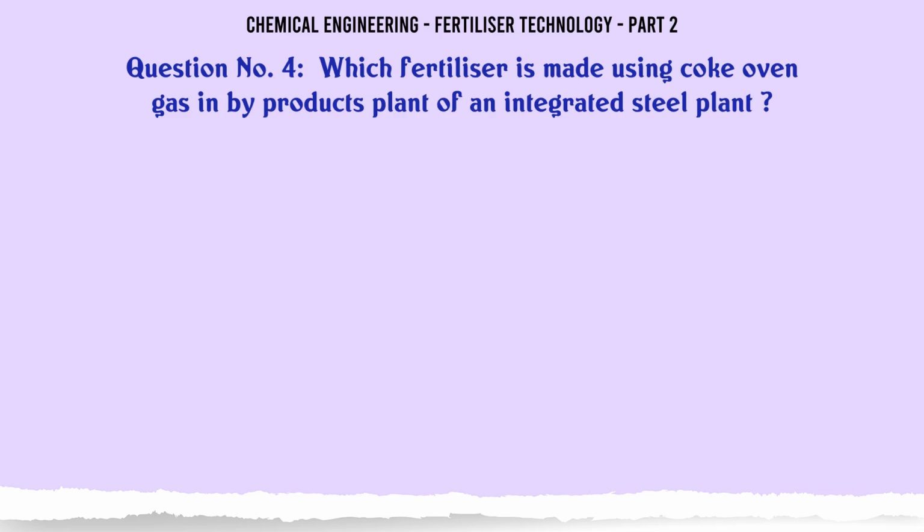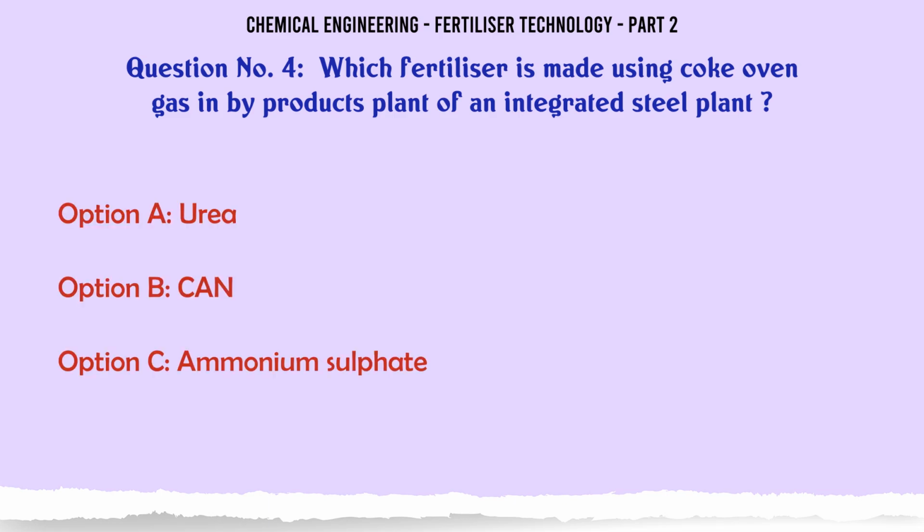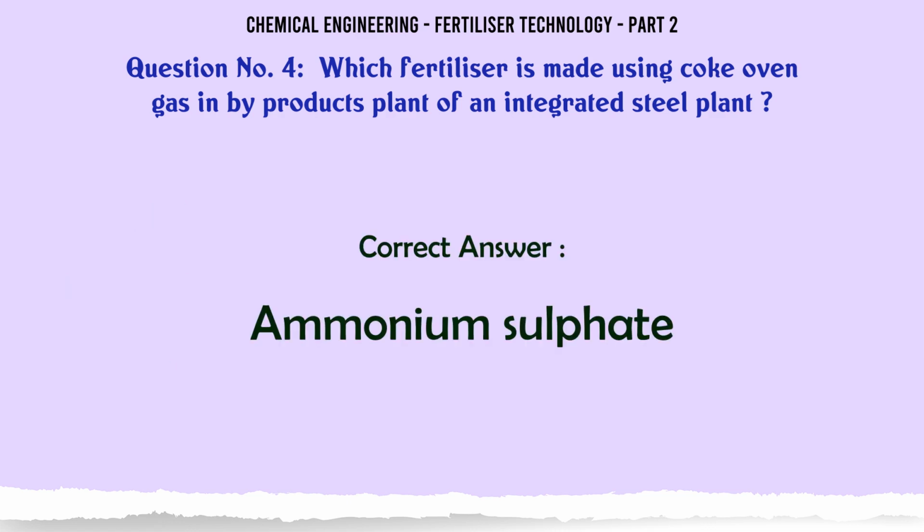Which fertilizer is made using coke oven gas in byproducts plant of an integrated steel plant? A. urea, B. CAN, C. ammonium sulfate, D. superphosphate. The correct answer is ammonium sulfate.